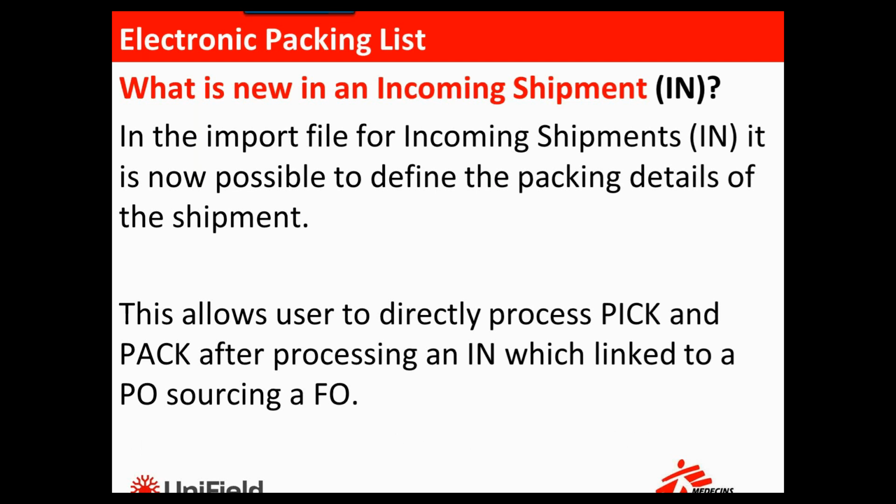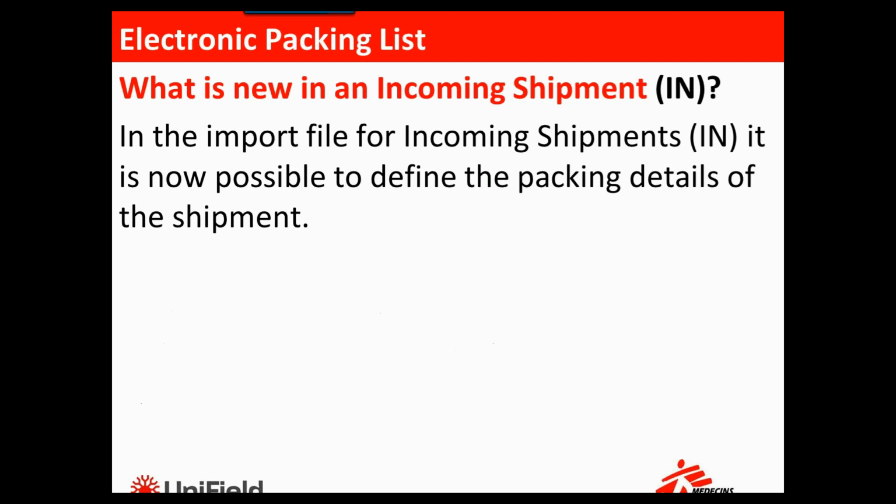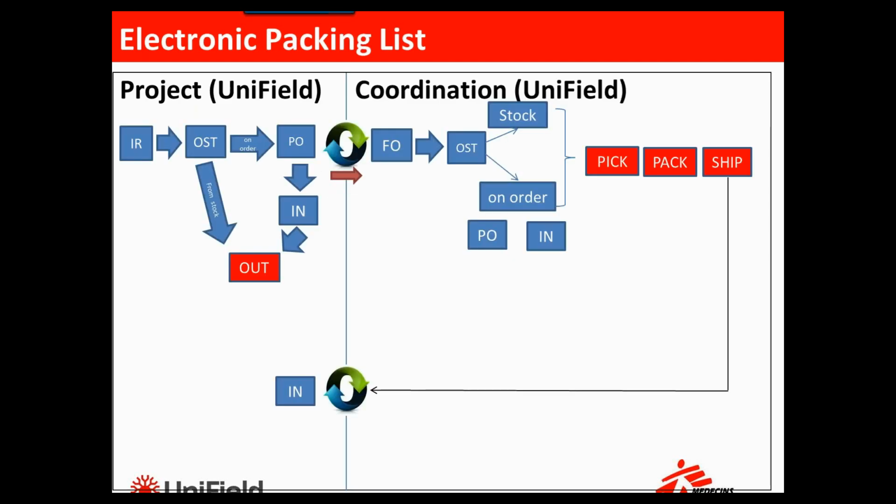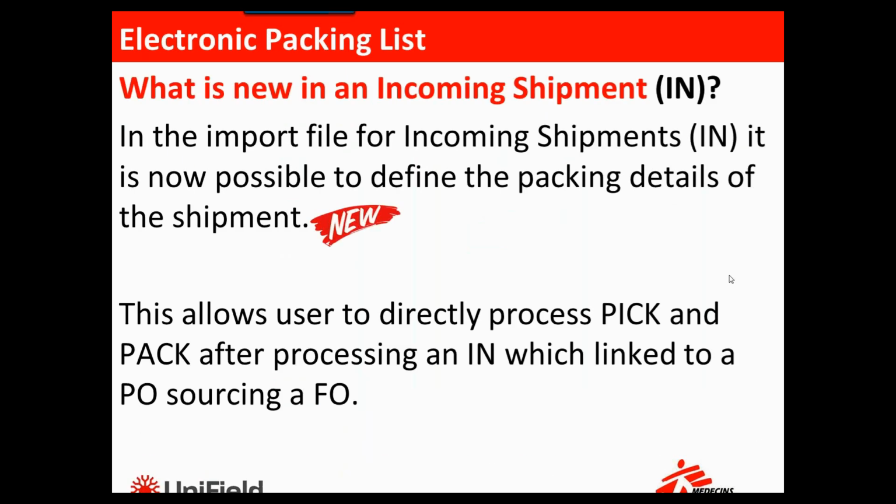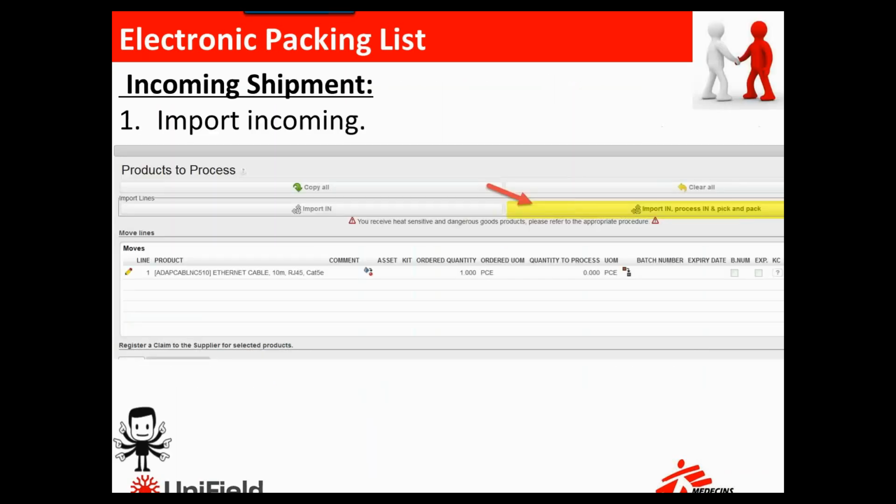But this is only possible for shipments that are linked with field orders. Orders that Unifield knows have to go through the pick pack ship. So this pick pack ship area is what we want to show you how to make much easier. Normally we do the pick pack ship when we have a field order. Okay, so this is what you will see.